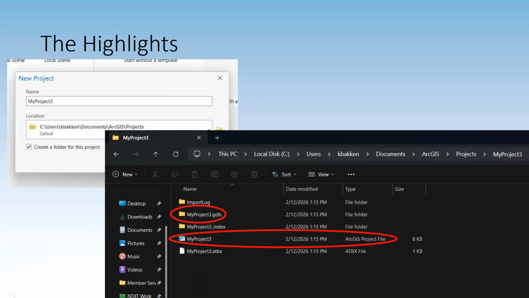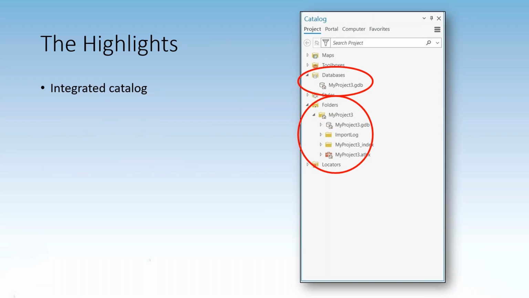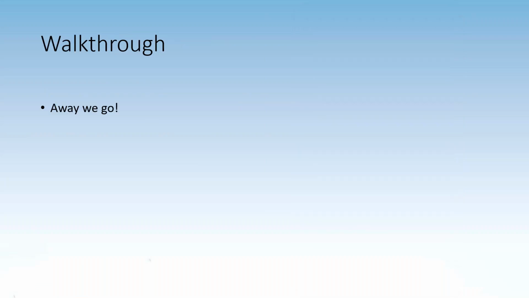So as you can see, we have the file geodatabase and then a project file. And those are the two things that we are going to touch on today. As I mentioned before, the catalog is now integrated. It is no longer an outside entity, I guess, for lack of a better word. It is always open unless you want to close it, of course. And those automated folders that I had mentioned before are immediately connected to your folders and databases when you open up that project. So let's get into it.